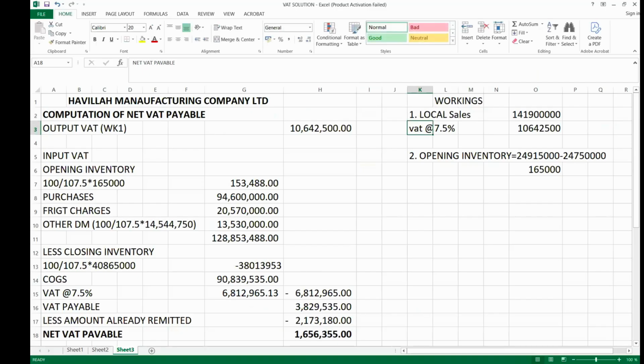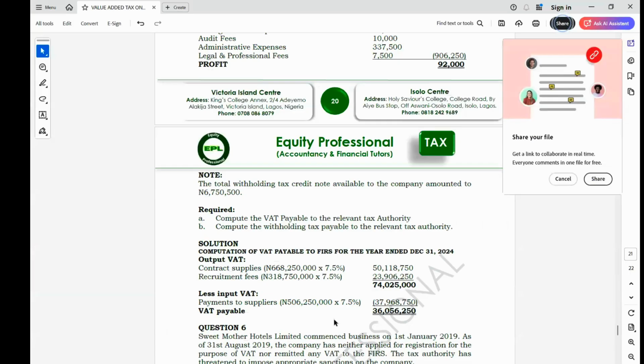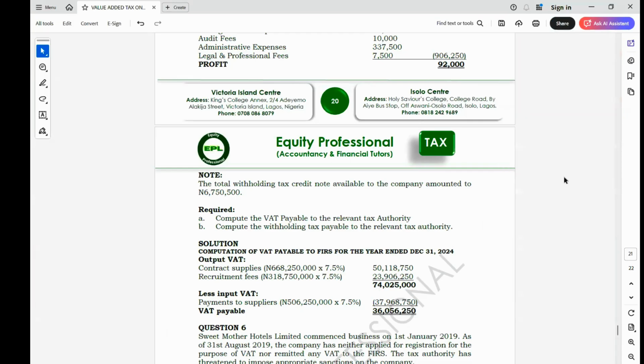So that is how to compute or calculate our value added tax. You can be asked by the examiner to compute your value added tax under various scenarios. Value added tax is a recurring topic. Please, there is hardly a diet where a question is not tested on value added tax. So you need to familiarize yourself with the principle of value added tax.